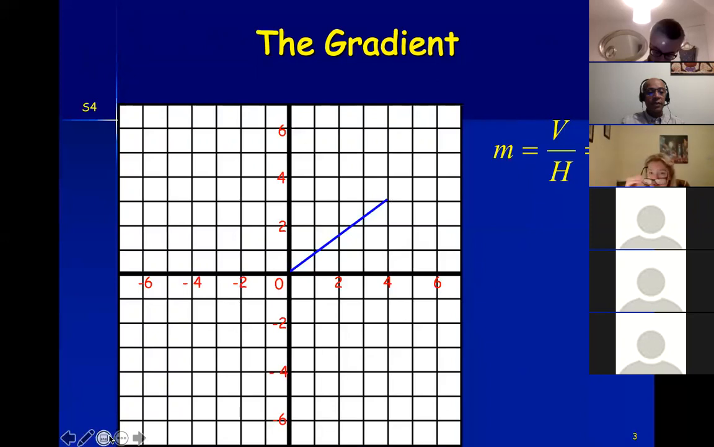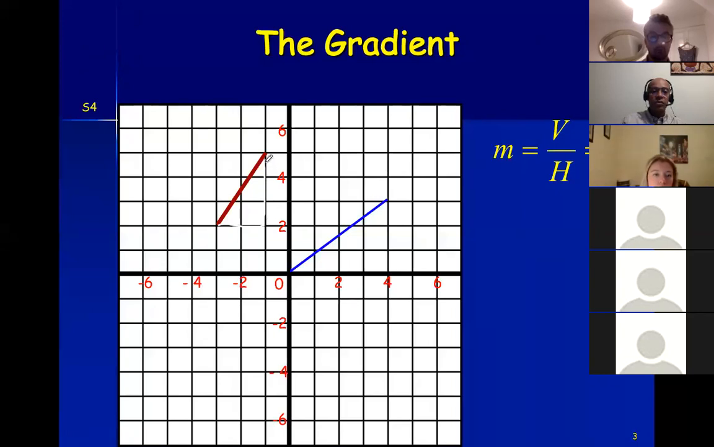Quite easy enough. Vertical divided by horizontal. So now I've got a second line. So this time there's my line. Remember, we need to try and see if we can see a triangle associated with it in order to find the gradient. So I've got here a distance and here another distance. So we said it was vertical divided by horizontal. So what is the vertical distance here?